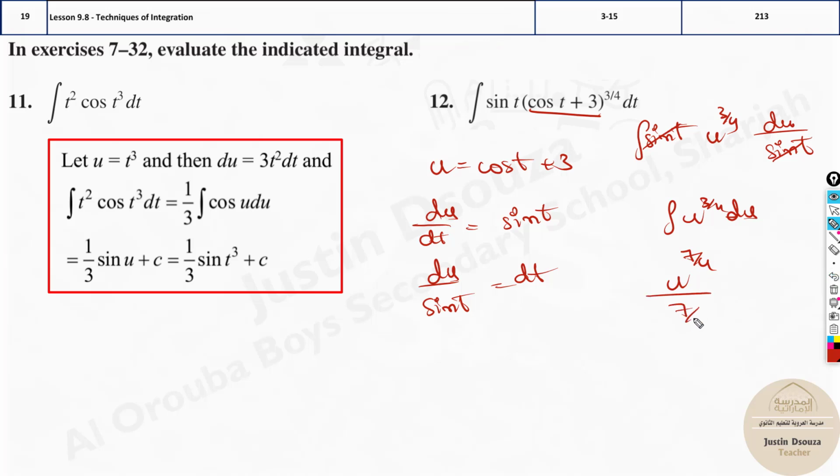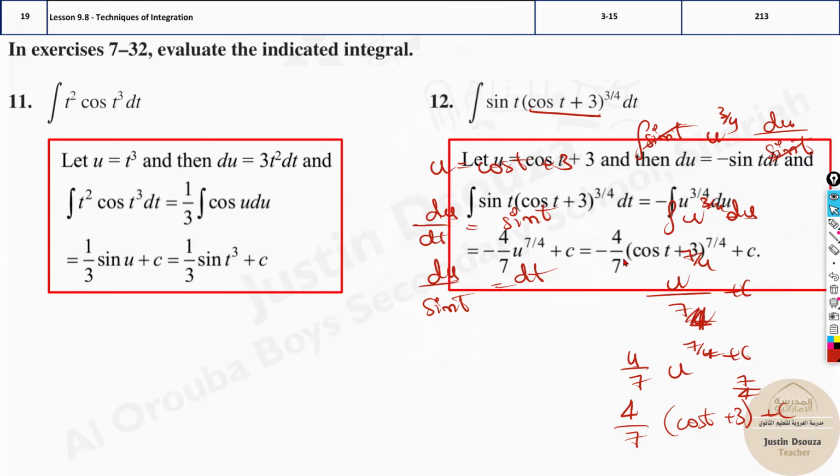You should divide this by 7 by 4 plus c. Okay, this is 4. Now what you do is just rearrange and write it. 4 by 7, u to the power 7 by 4 plus c. What is this u? So 4 by 7, u was assumed to be cos t plus 3, the whole power 7 by 4 plus c. So that is the final answer.